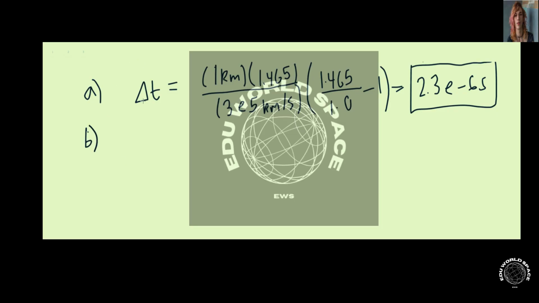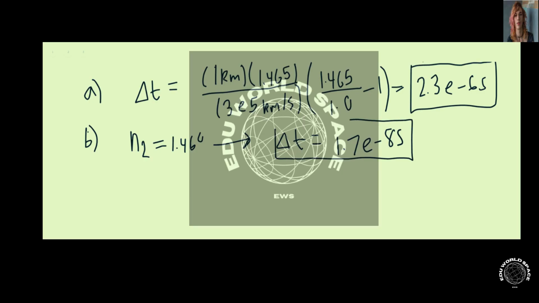If we repeat the same thing, but we now have N2 equal to 1.460, we do the same calculation. We end up with delta T equal to 1.7 times 10 to the negative 8 seconds. So it's even smaller. So in other words, the difference in time is negligible, and it's approximately the speed of light. And that's it.